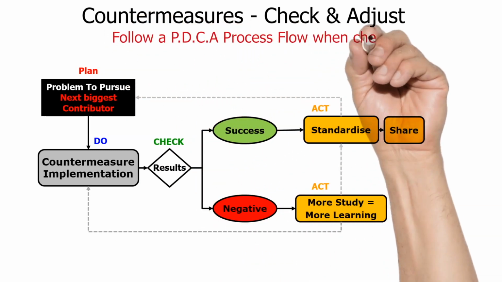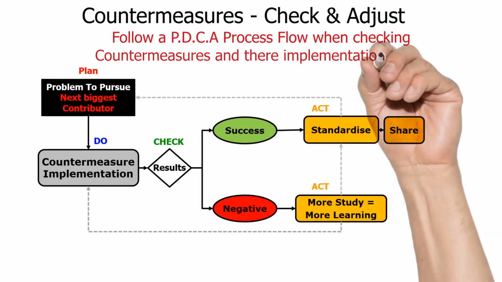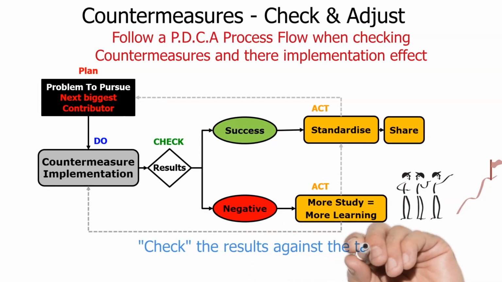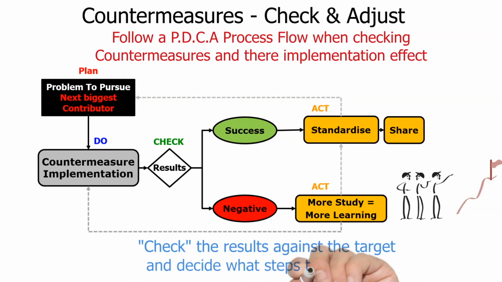Countermeasures check and adjust. Follow a plan, do, check, act process flow when checking countermeasures and their implementation effect. Check the results against the target and decide what steps to take next.